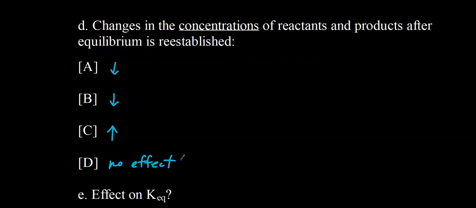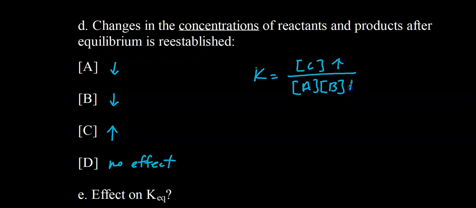Effect on the equilibrium constant. Well, again, if we look at our equilibrium expression, concentration of C increases, where the concentrations of both A and B decrease. So K will increase.